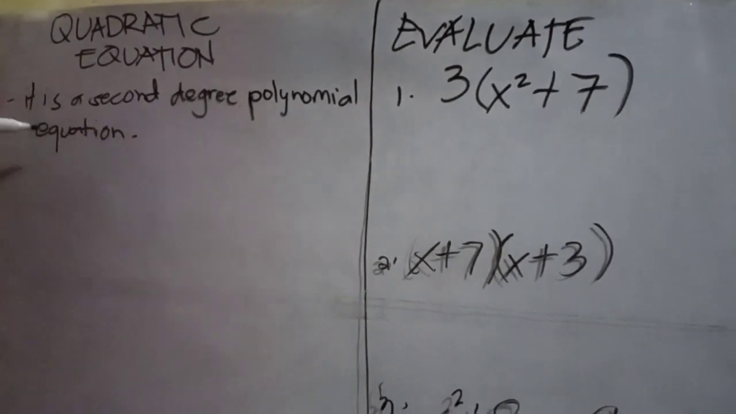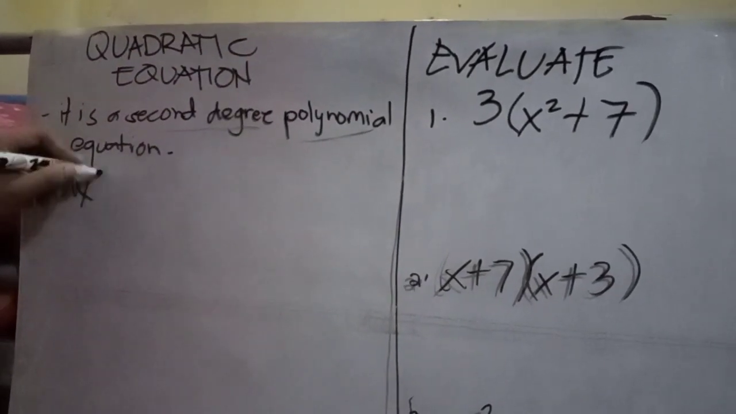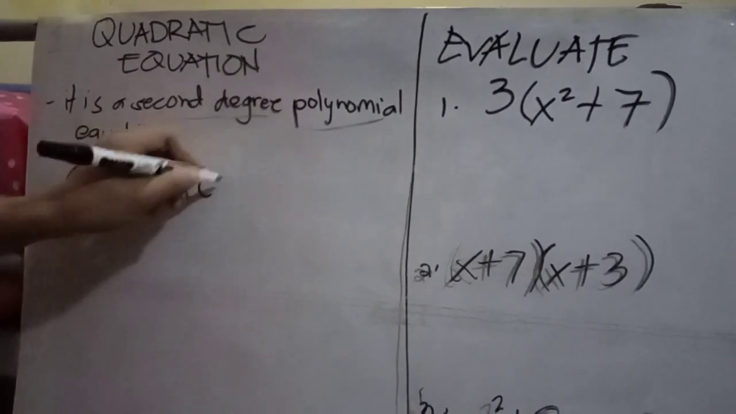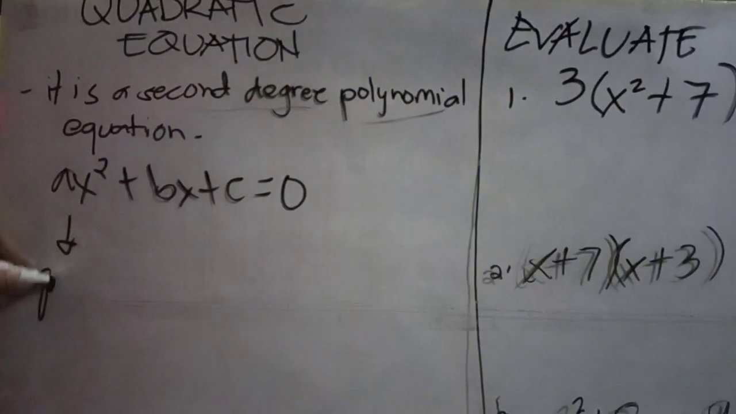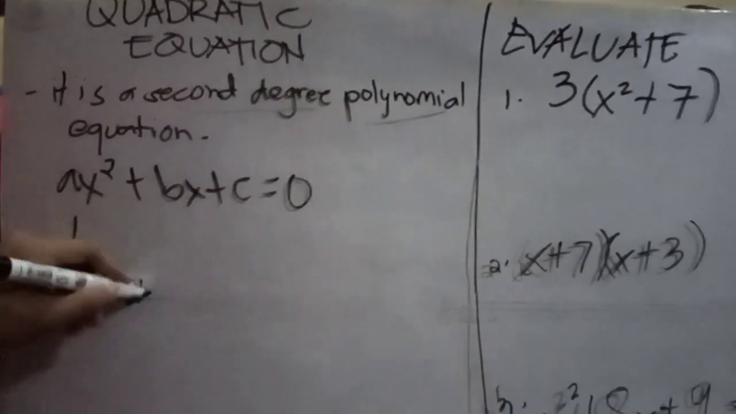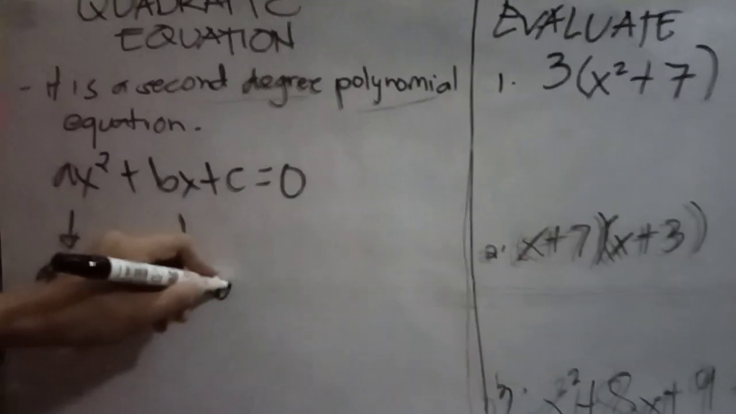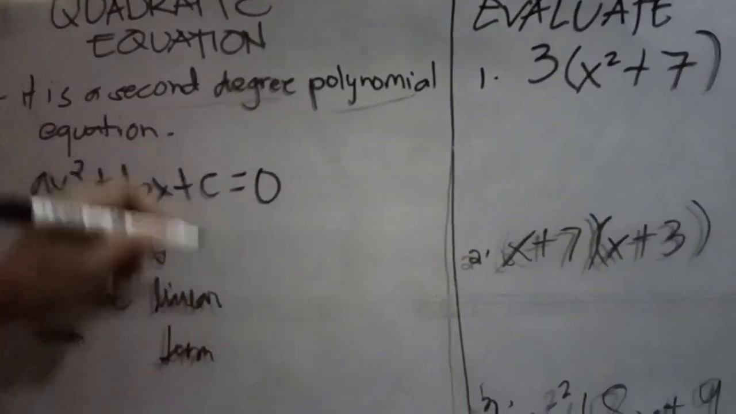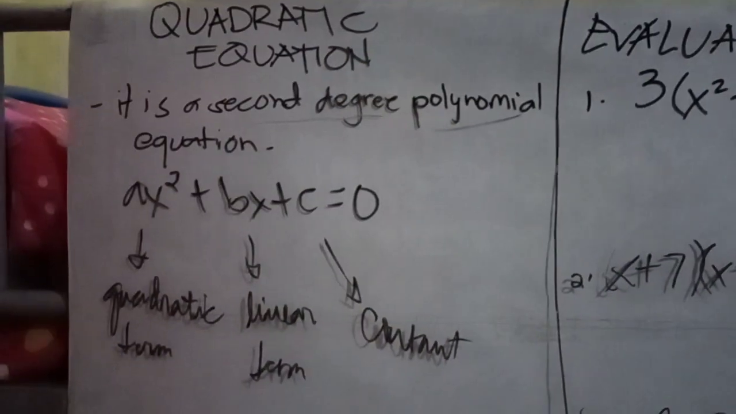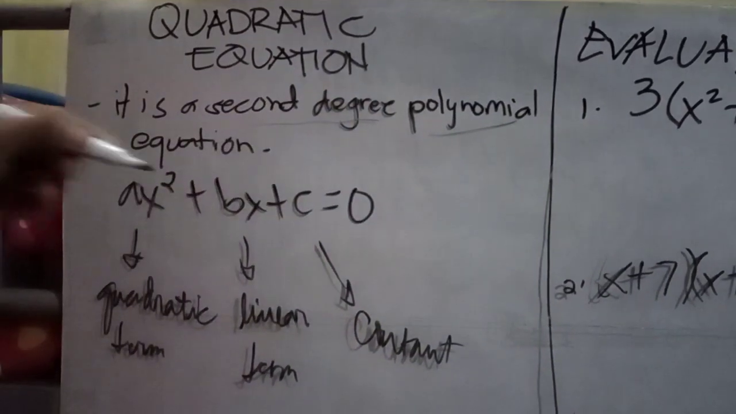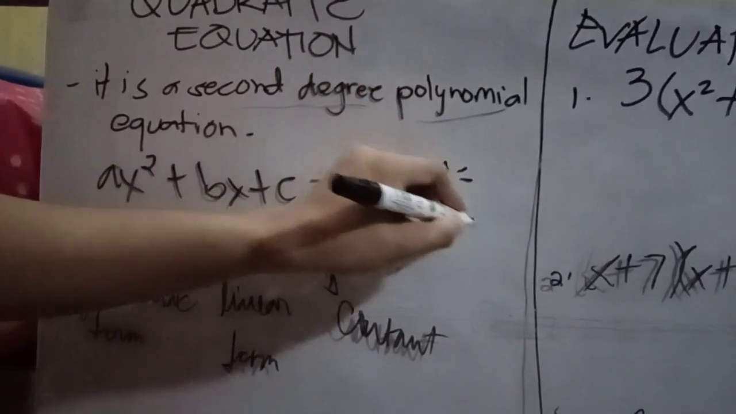So now, this means you have a second degree polynomial equation within the standard form of ax squared plus bx plus c is equal to 0. This part is called the quadratic term. The linear term. Then the constant term. So now, in the illustration of a quadratic equation, we have the a, b, and c.